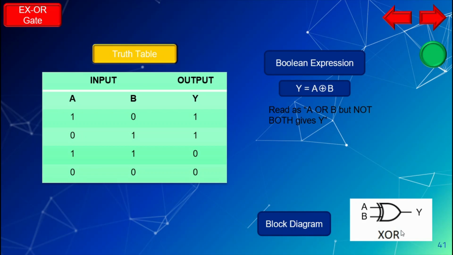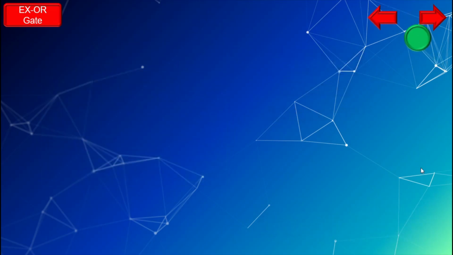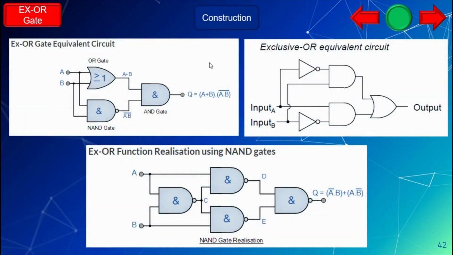And here is the block symbol of exclusive OR gate. It is like OR gate, but with extra curve line. Here are some possible ways to construct the exclusive OR gate. The third diagram below shows an exclusive OR gate made of NAND gates only. This is the reason why NAND gate is a universal gate.